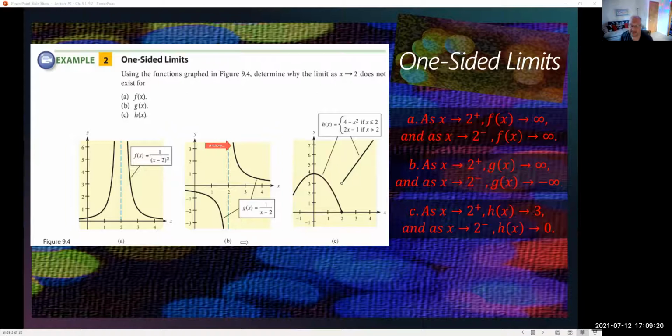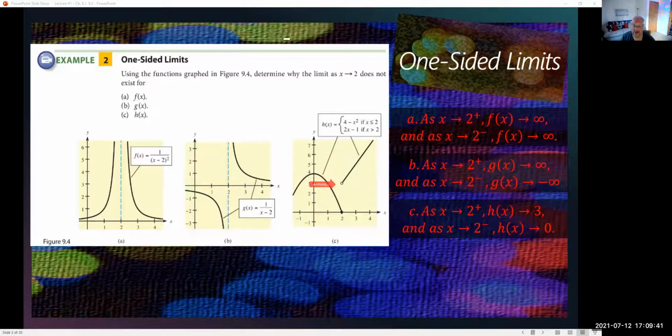Whereas as x approaches 2 from the left, 2 being the vertical dotted line, the y values are approaching negative infinity. Once again, one side, the other side, they're not equal. And last but not least, here as we approach from the left, we get a y value of 0. Here as we approach from the right, we get a y value of 3.